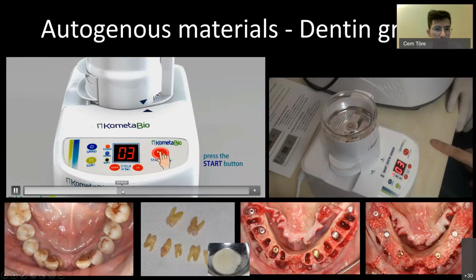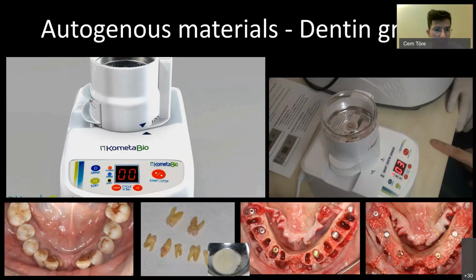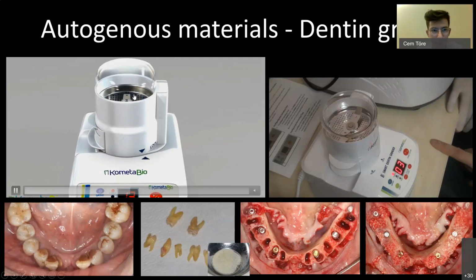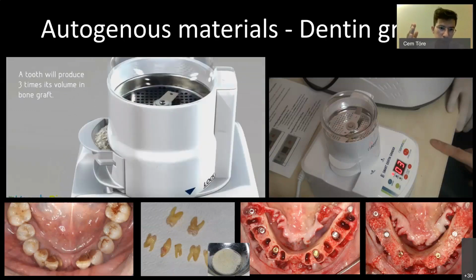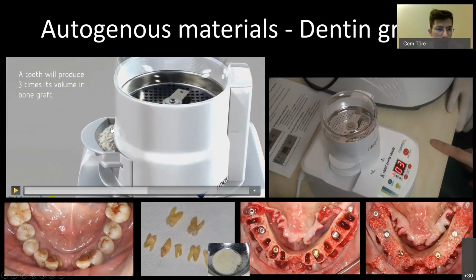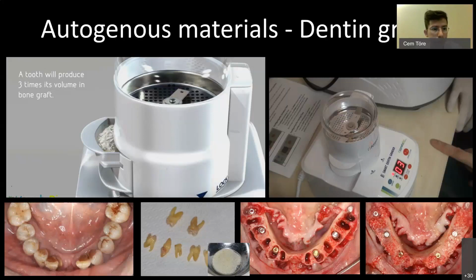We say start. It's basically a blender with blunt blades. The blades are not sharp. They don't cut the teeth. They just hit it and crush it very fast. There are two drawers here. The top one, which we can see now, has the usable graft in it. And the bottom layer catches the pieces that are too small to be used in a graft, which will go to waste. But a single tooth will produce maybe not three times as advertised, but twice its volume in bone graft, which we can use to preserve sockets or use in any kind of augmentation.